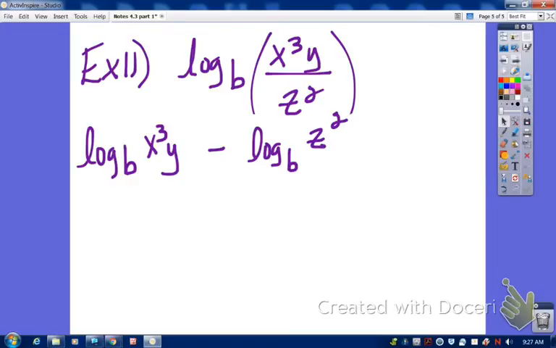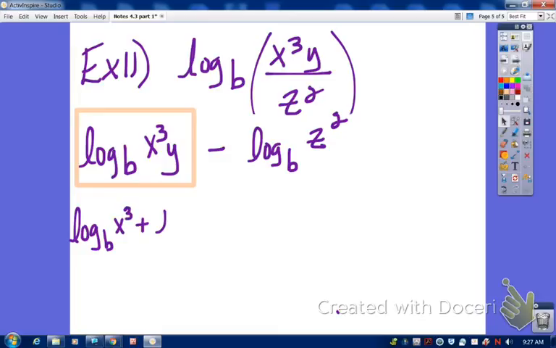So this first log, we'll just go with this one first of all. You have x cubed times y. So that first log is going to expand into log base b of x cubed plus log base b of y. I'm going to try to write it right underneath so you can see that those 2 logs come from the log I have in the box.